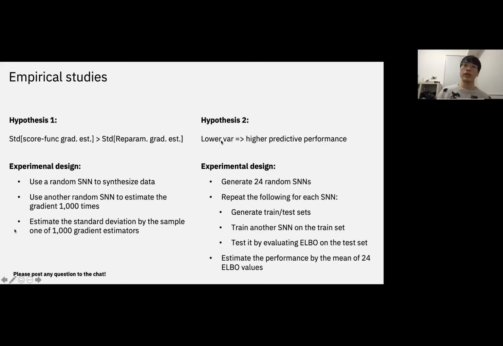And the second hypothesis is that lower variance of gradient estimator leads to higher predictive performance of a spiking neural network, which should be correct from an intuitive perspective, but which should be validated by empirical studies. So we also designed some experiments using synthetic data to validate this hypothesis.